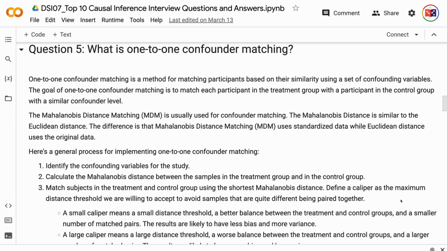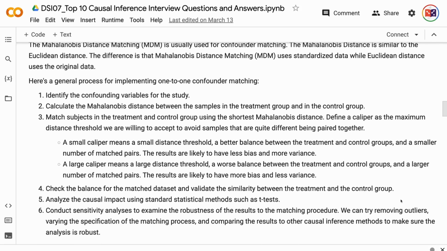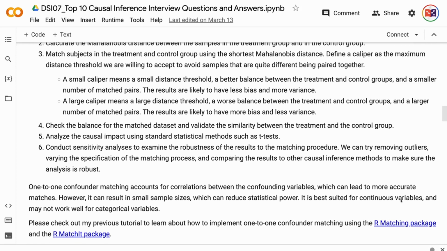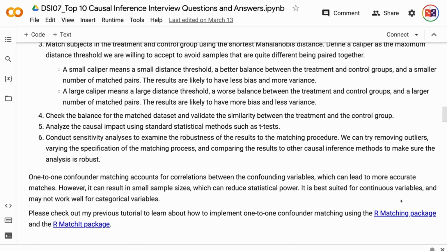Define a caliper as the maximum distance threshold we are willing to accept to avoid samples that are quite different being paired together. A small caliper means a small distance threshold, a better balance between the treatment and control groups, and a smaller number of matched pairs. The results are likely to have less bias and more variance. A large caliper means a large distance threshold, a worse balance between the treatment and control groups, and a larger number of matched pairs. The results are likely to have more bias and less variance.